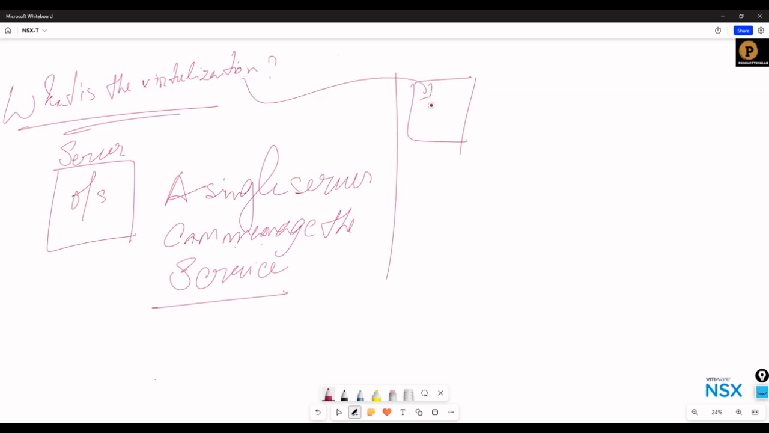Now if we say virtualization, this is a server, and this server manages multiple OS. So that's called virtualization. That means a physical server manages multiple virtual OS. So how is it made possible?